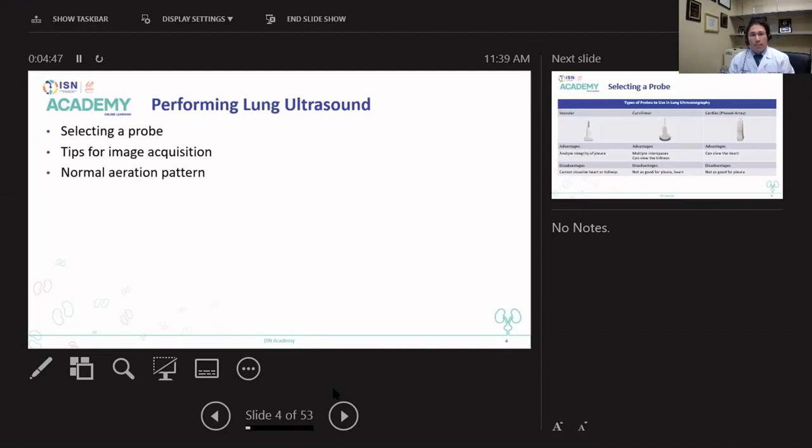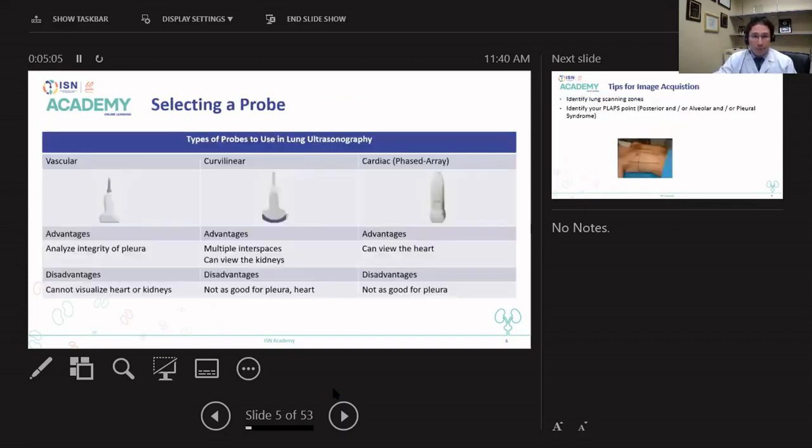We need to talk about performing lung ultrasound. How do you do it? We will talk about selecting the correct probe. I'll give you some of my own tips for image acquisition. And then we'll talk about normal aeration pattern. What does a normal lung look like?